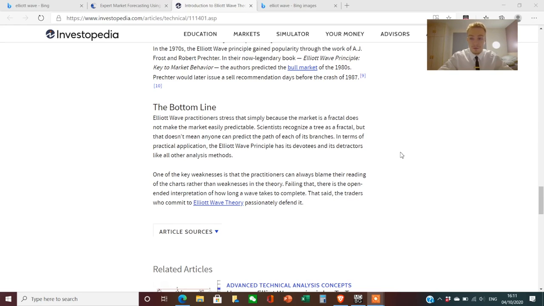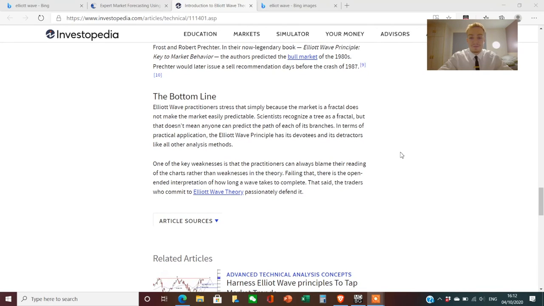The bottom line. Elliott Wave practitioners stress that simply because the market is a fractal does not make the market easily predictable, which is true. You should use this in conjunction with other indicators and mix your strategy as much as you can and tailor it to what suits you best.